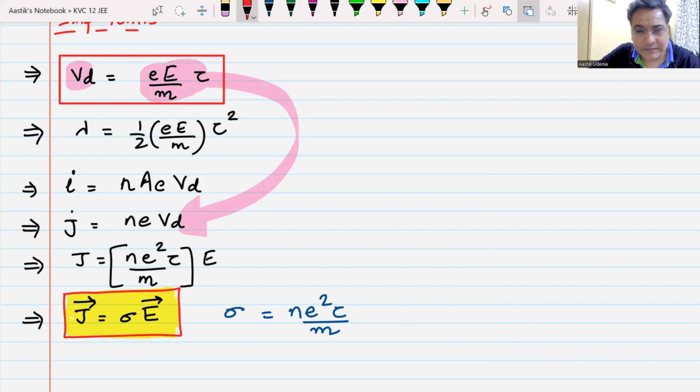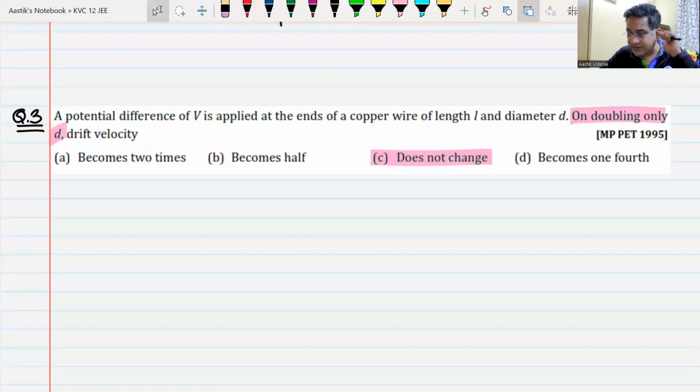It depends on m, the mass of the electron, constant. Tau depends on the material of the body. If the material remains the same and the temperature remains the same, tau does not change. So drift velocity does not depend on the diameter or the area, and hence the answer is C. It does not change. Do we understand this? Yes or no?